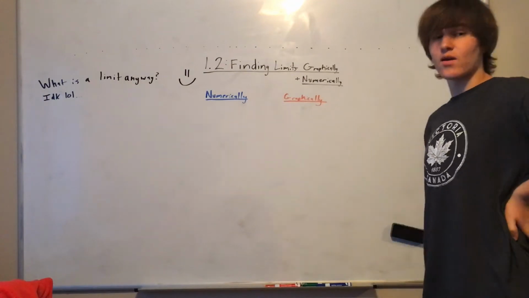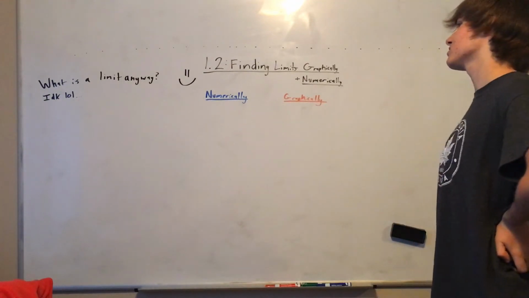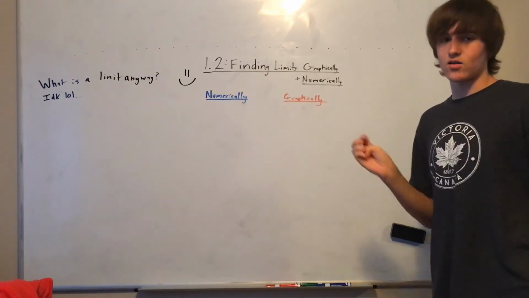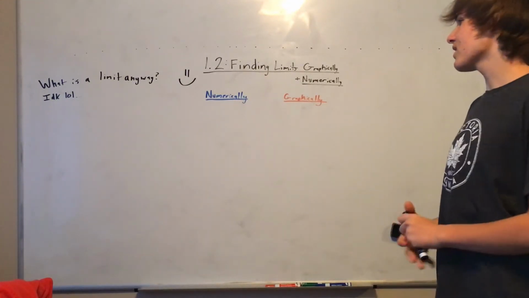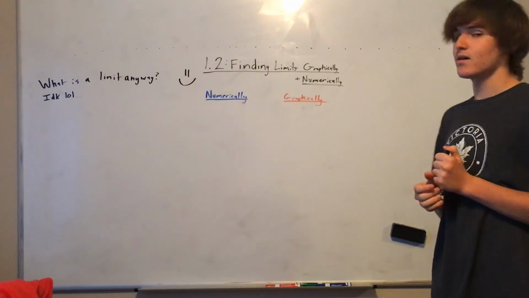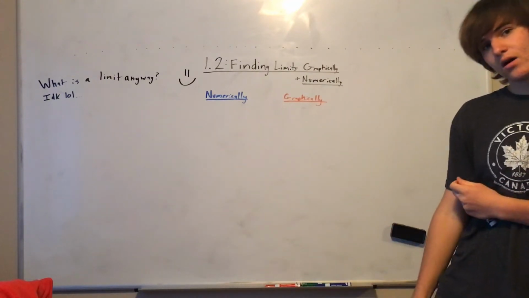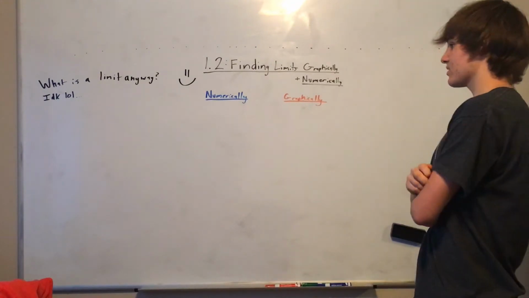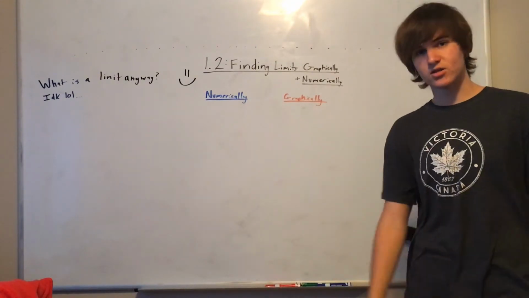Well, anyway, today we're actually talking about an important section in the textbook, 1.2, Finding Limits Graphically and Numerically. So we haven't actually talked about limits yet, but there are three main ways of figuring out what these limits are, and we're going to be talking about two of them in this section today.